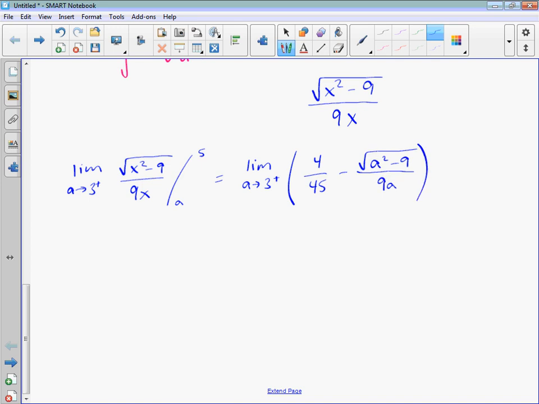Any questions on that? And then remember, we're approaching 3 from the right, so it's a number that's just slightly larger than 3. So under the square root, is it going to be positive or negative? Positive, but it's really, really close to 0 over about 27, right? So 0 over about 27 is 0. So really what I have is 4 45ths and then minus 0. So I would say that this one is convergent, and that's what it converges to. Yep, and that's the right answer.